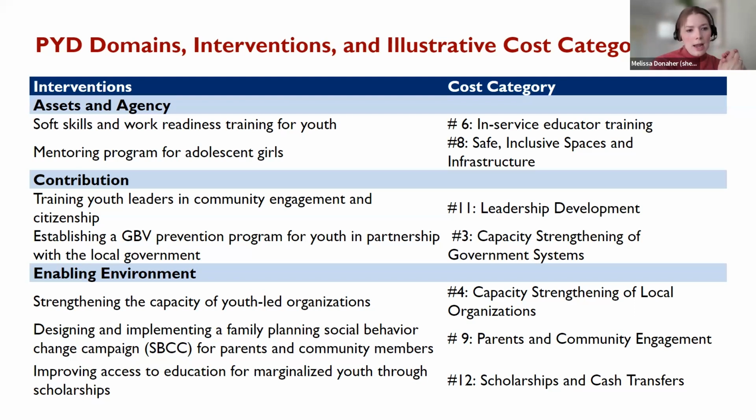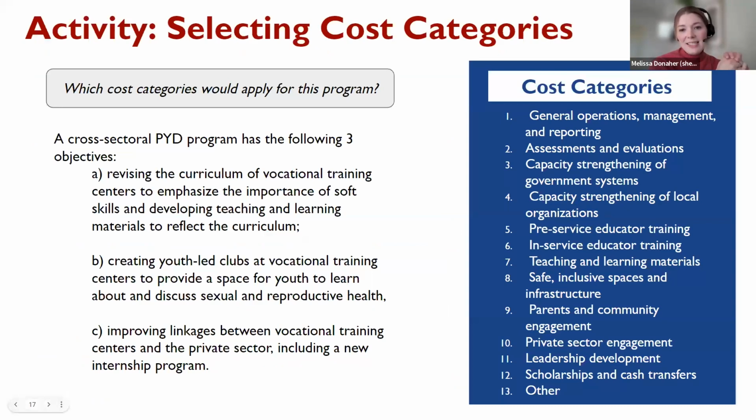So if we go to the next slide, we wanted to give you all a chance to think through, in this example, which cost categories might apply to this context. So I'm going to read this example of a PYD program and the 3 objectives behind it. And then I'd like you all to share in the chat, what cost categories do you think might apply in this particular context? And if you want to give a brief explanation of why you selected those ones, you can do that as well. And you can write the number of the cost category, and all of those are listed on the right.